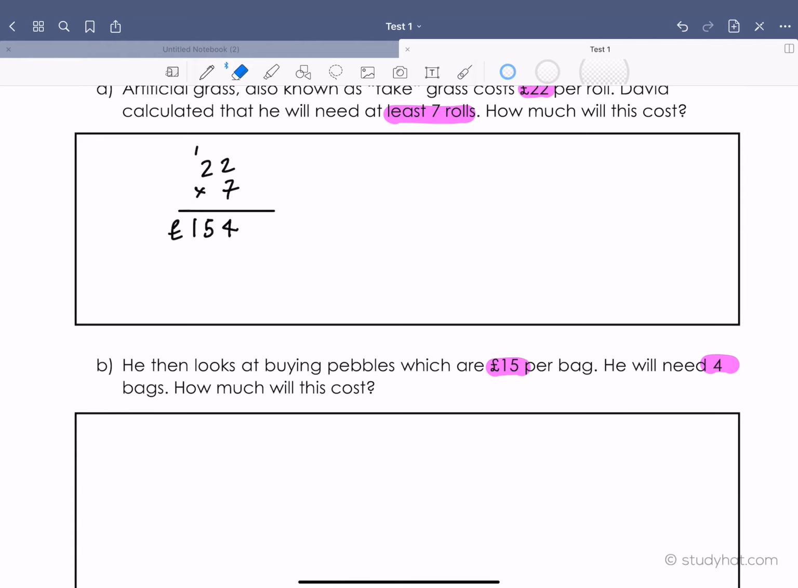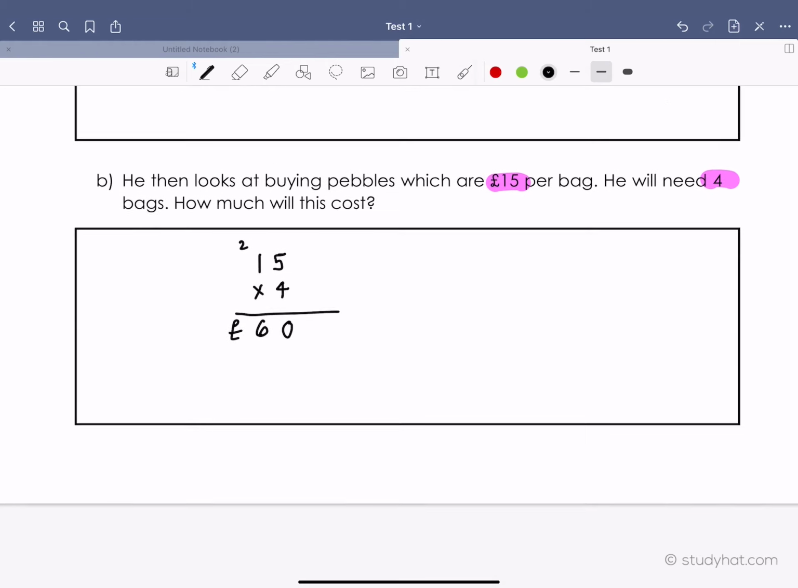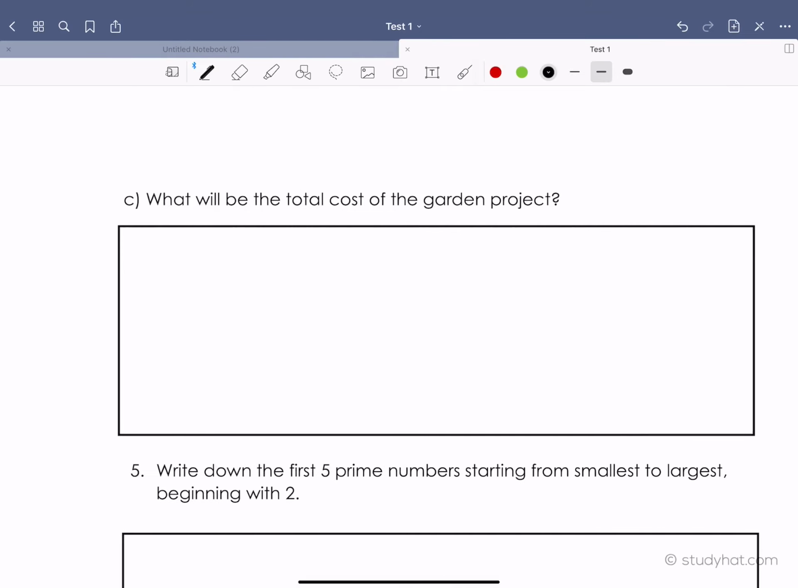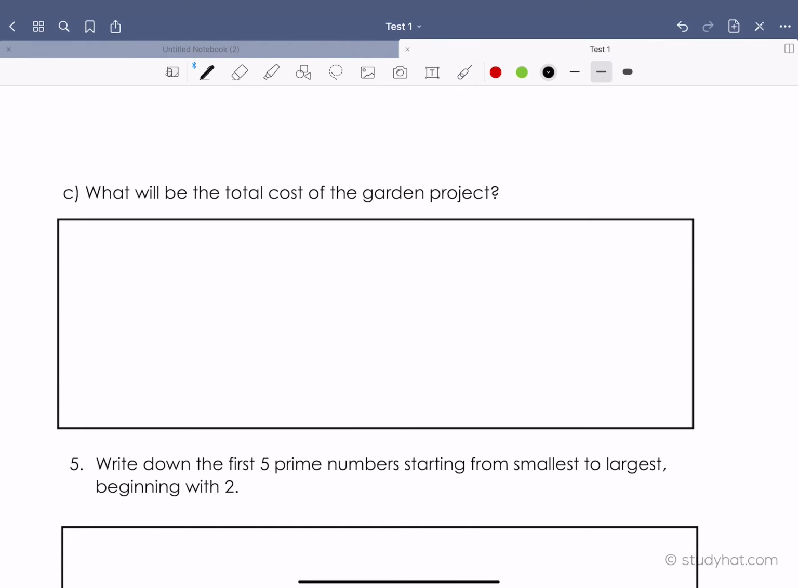Okay, he then looks at buying pebbles, which are £15 per bag. He'll need 4 bags. So another multiplication, 15 times 4. And we're going to do what we did before. We first will do 4 times 5, and then we'll do 4 times 1. So 4 times 5 is 20. So we put the 0 of the 20 there, and we carry over the 2. Then we do 4 times 1 is 4. Then we add the 2. That gives us 60. He's going to need £60. Always good to make sure you put your correct units. Okay, what would be the total cost of the garden project?